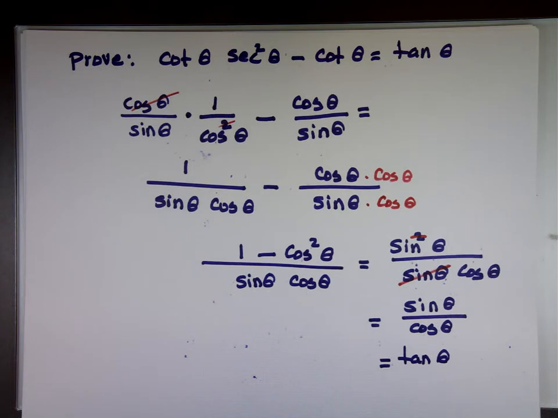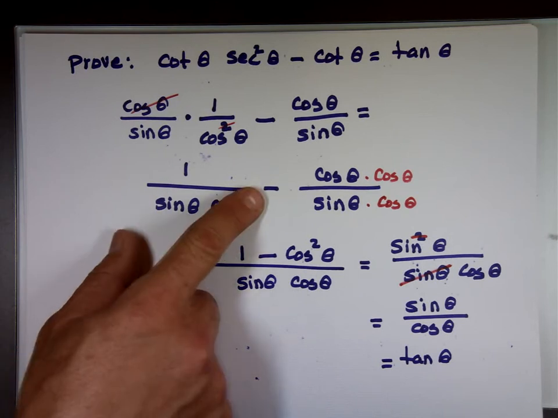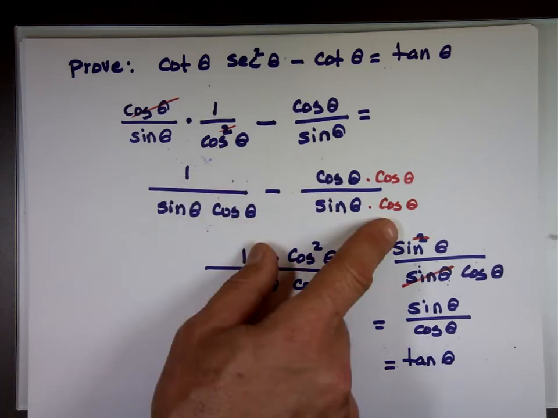I'll give you a chance in a few minutes to do some of them. So notice anytime you're adding or subtracting, you want to have a common denominator. In this case, my common denominator is sine cosine, so this becomes 1 over sine cosine minus cosine squared over sine cosine. I just took one step out and I jumped to this one.